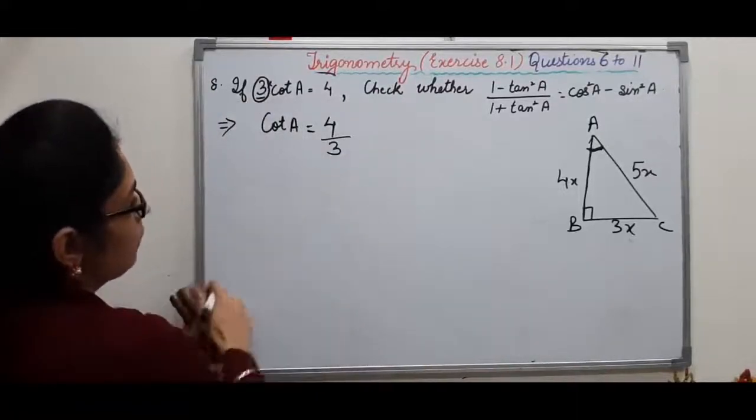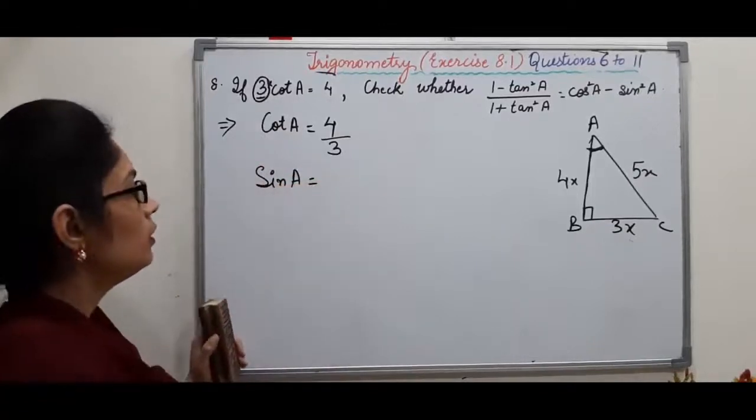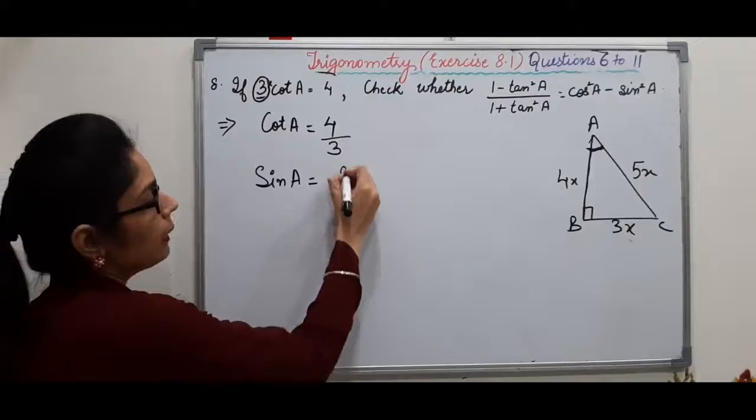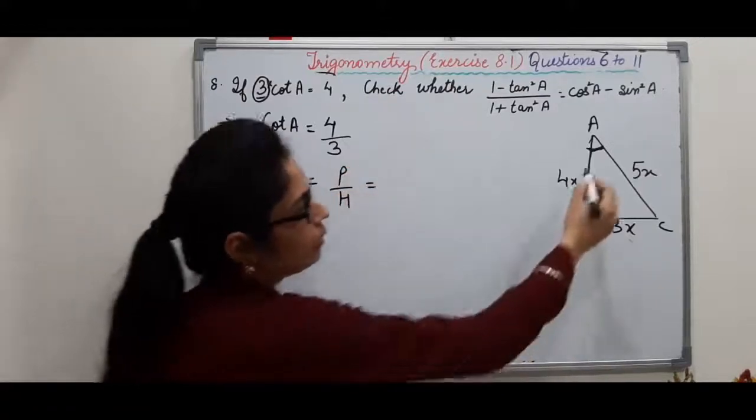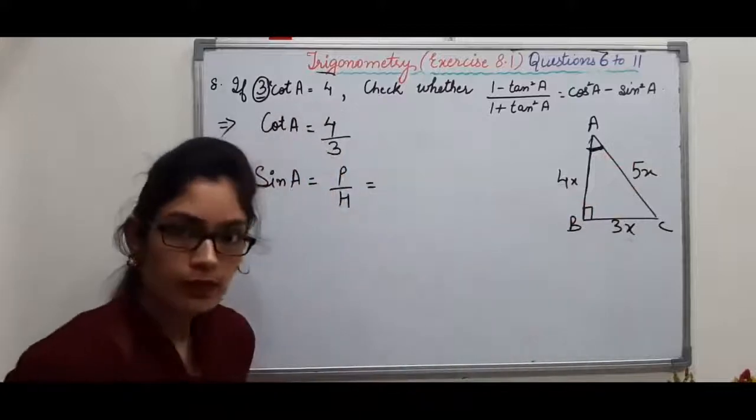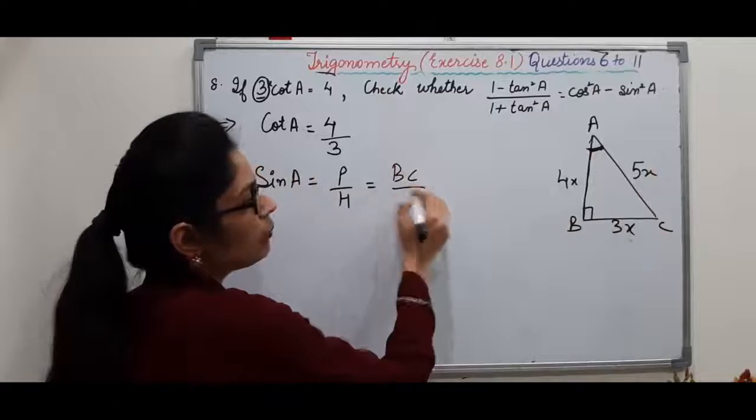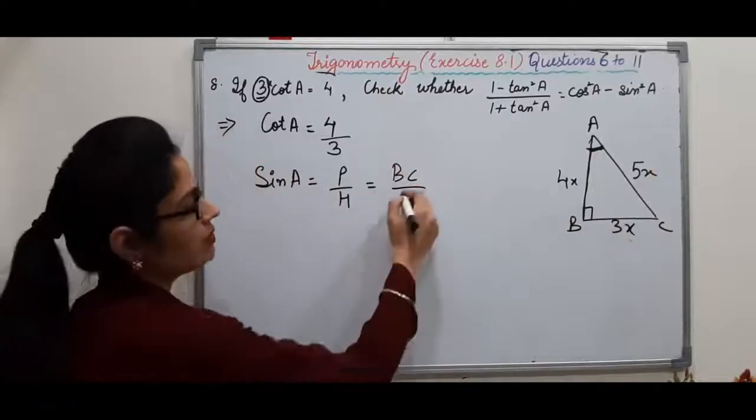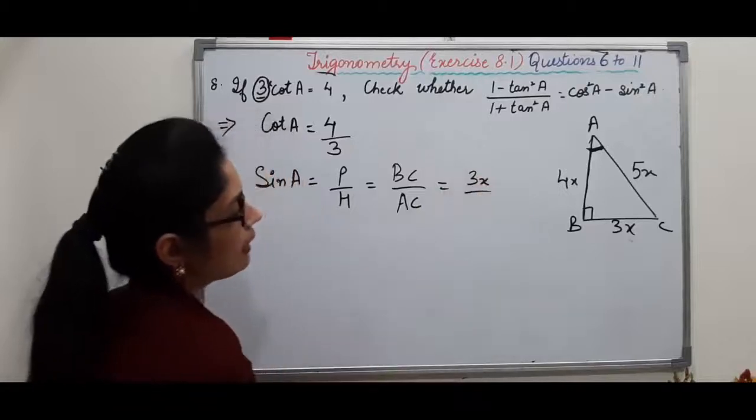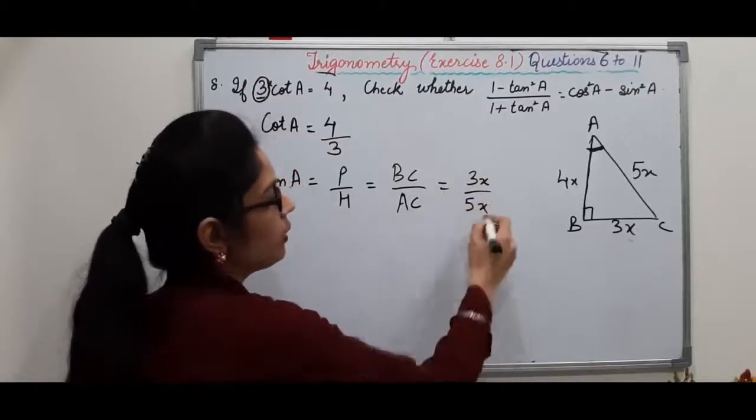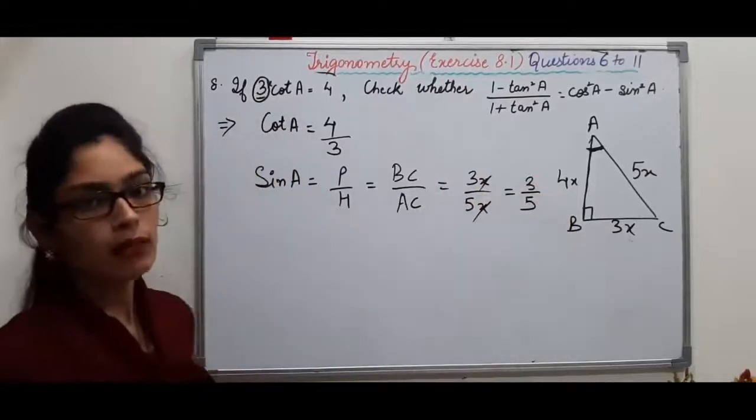So sin A. The value of sin is perpendicular over hypotenuse. Perpendicular with respect to A, you have to see. Perpendicular is opposite. So opposite of angle A is BC. Hypotenuse will remain the same, so this is AC. BC is 3x and AC is 5x. So x and x will get cancelled. So sin A is equals to 3 by 5.